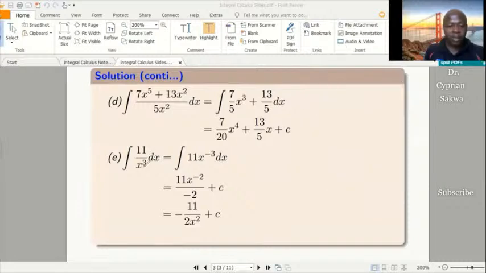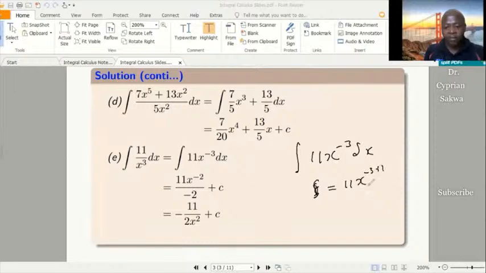Now what about this one? Again, I have to do the same. I have to divide. So that is the same as 11x^(-3) dx. And so when you add 1 to the power, you'll have 11x^(-3+1), and this gives you negative 2. So you divide by that negative 2 and then add a constant of integration. And so that gives you 11x^(-2) over negative 2 plus a constant of integration.